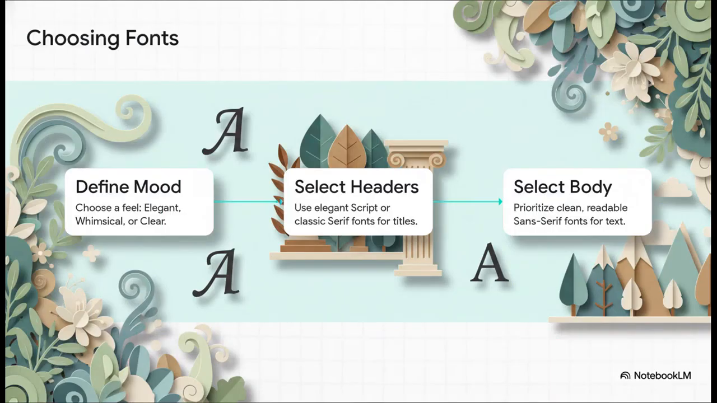Let's talk fonts. We can boil this down to 3 really simple steps to match our theme. First, just decide on the mood. Are we going for elegant or maybe something more whimsical? Second, pick a heading font that reflects that mood, maybe a nice flowing script. And third, and this is super important, pick a clean, readable sans serif font for all the main text. You always want to prioritize clarity.